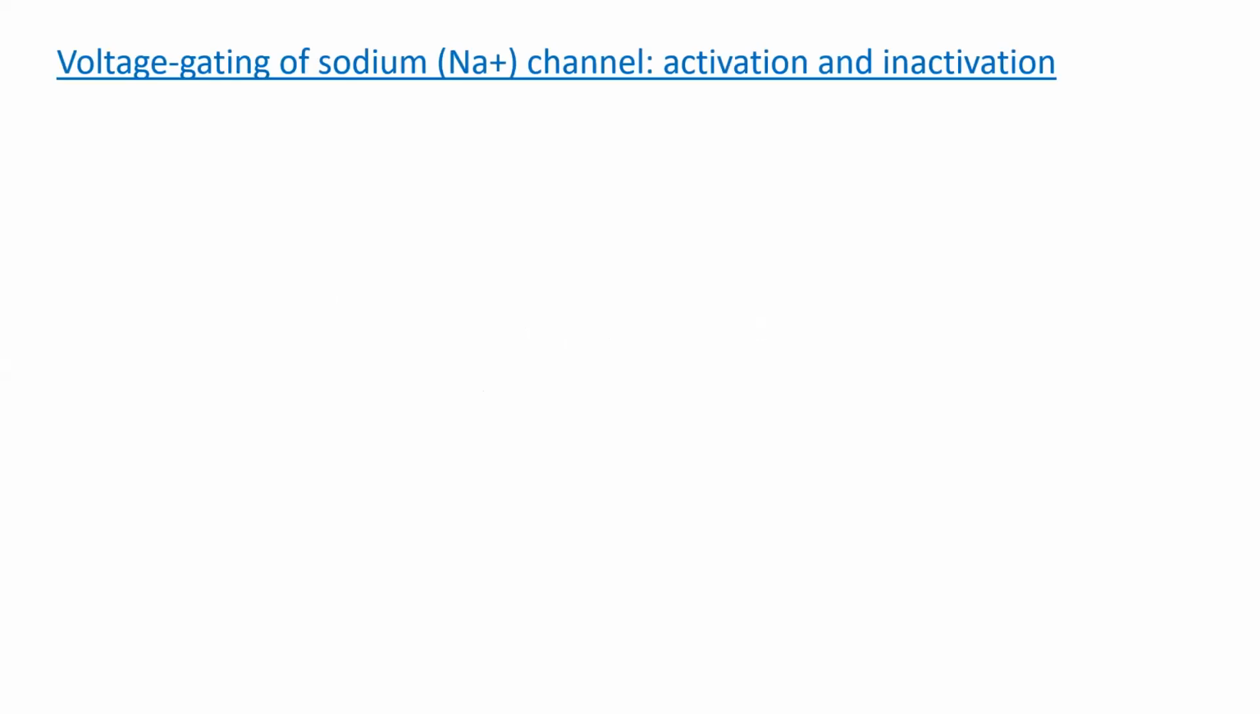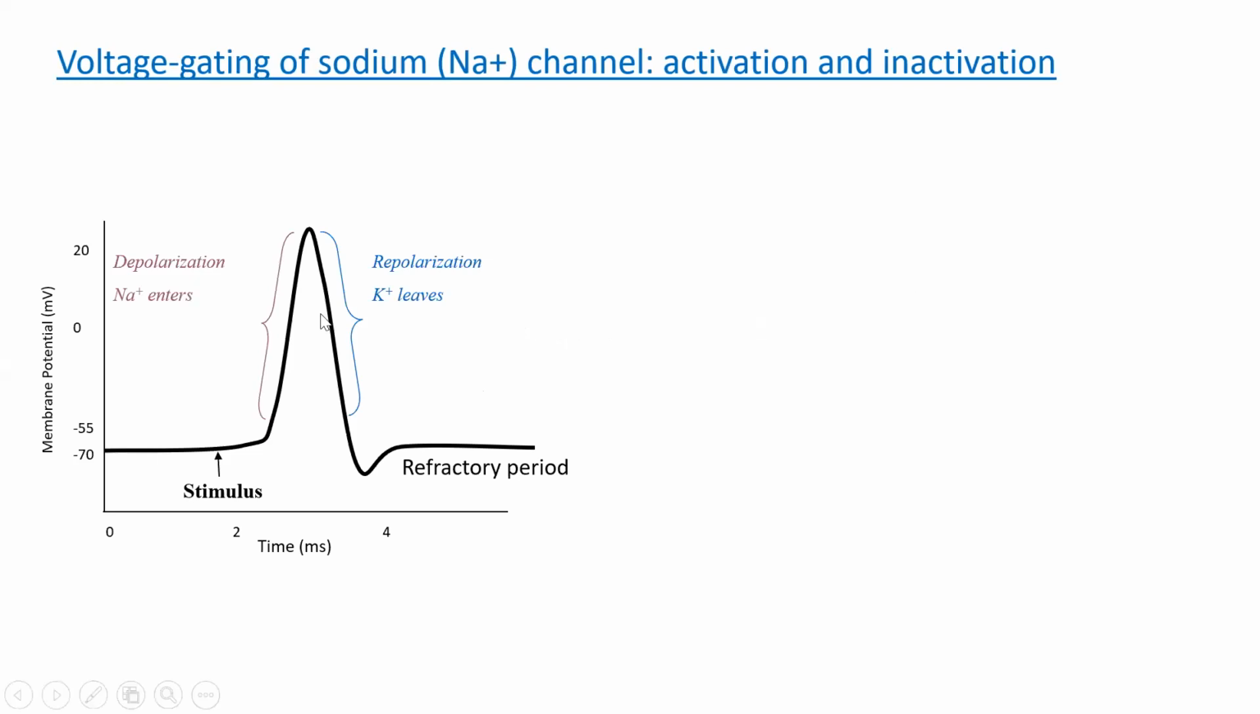So we start off by looking at what's called voltage gating of the sodium channel, and it involves something called activation and inactivation. So let me explain what those terms mean. First of all, remember that the action potential looks like this. We have the membrane potential at a negative value, and then a stimulus, which causes the sodium current to flow in, increasing the membrane potential with the positive ions coming into the axon.